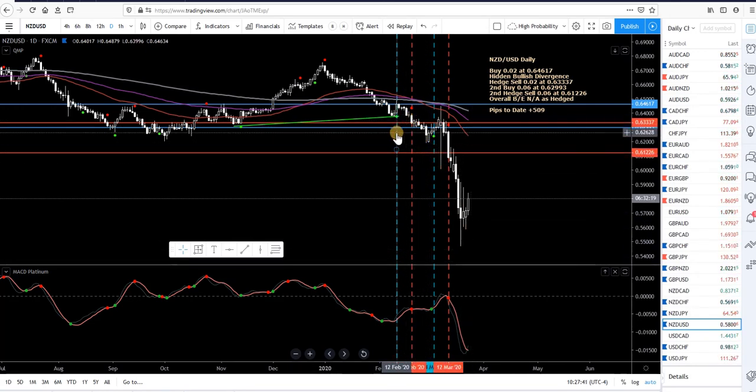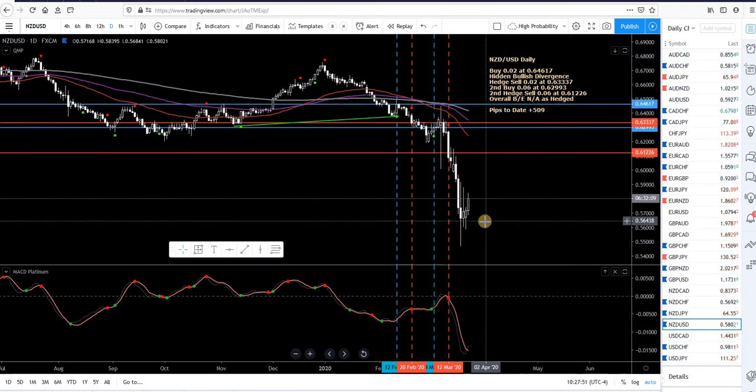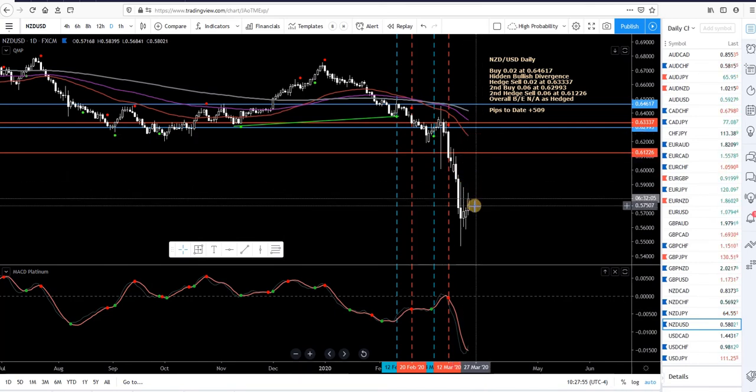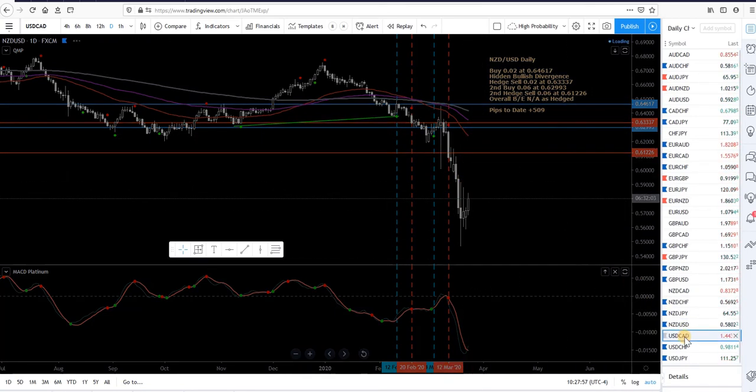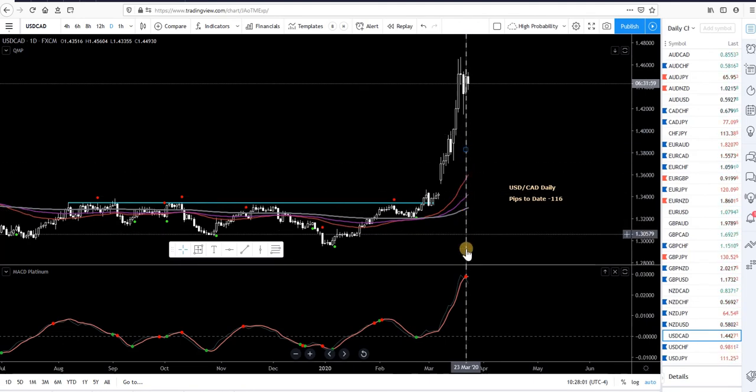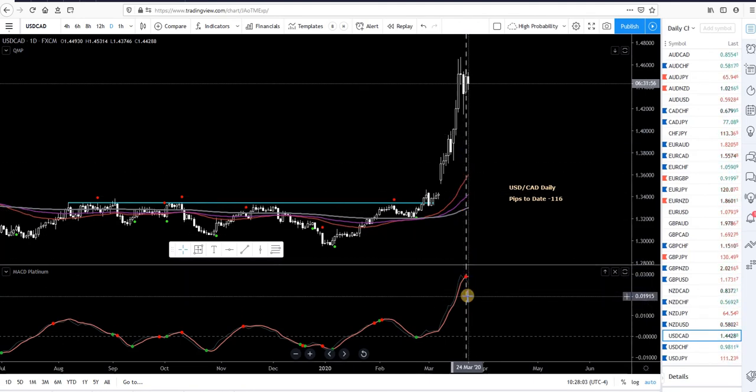So I took a buy, a hedge sell, second buy, second hedge sell. So it's these 4 trades up here. Overall break even, NA is hedged. So looking for a buy signal, and then it'll give me an overall break even, and we'll take it from there. USD CAD, possible sell signals, warning line drawn in.